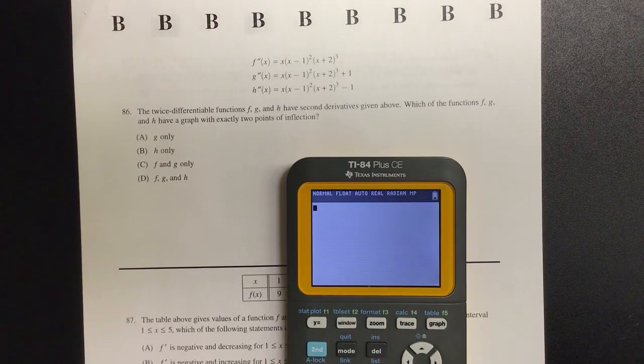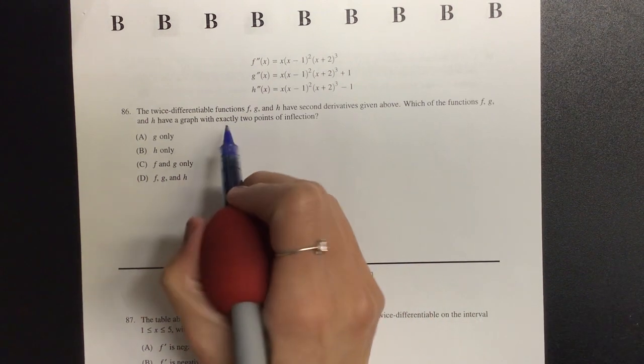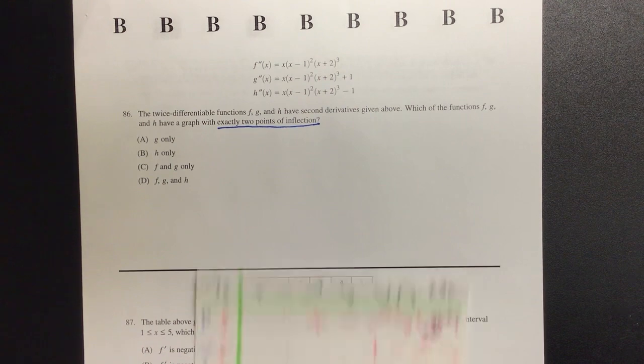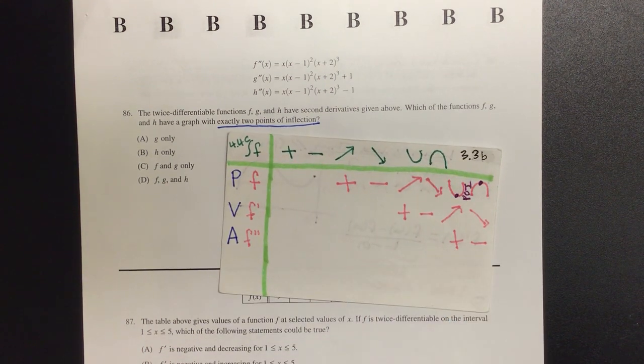Twice differentiable functions f and g, f, g, and h have second derivatives given above. Which of the functions f and g and h have a graph with exactly 2 points of inflection? Let's underline exactly 2 points of inflection. And I'm going to refer back to the PVA card.